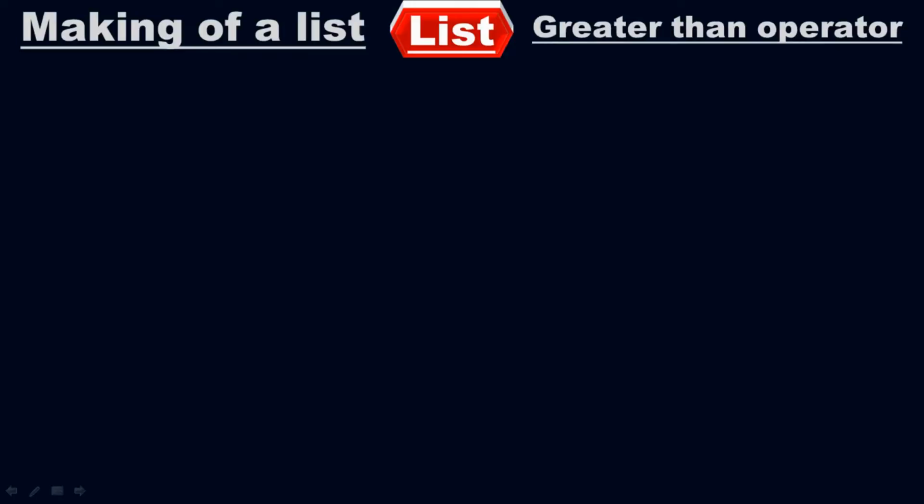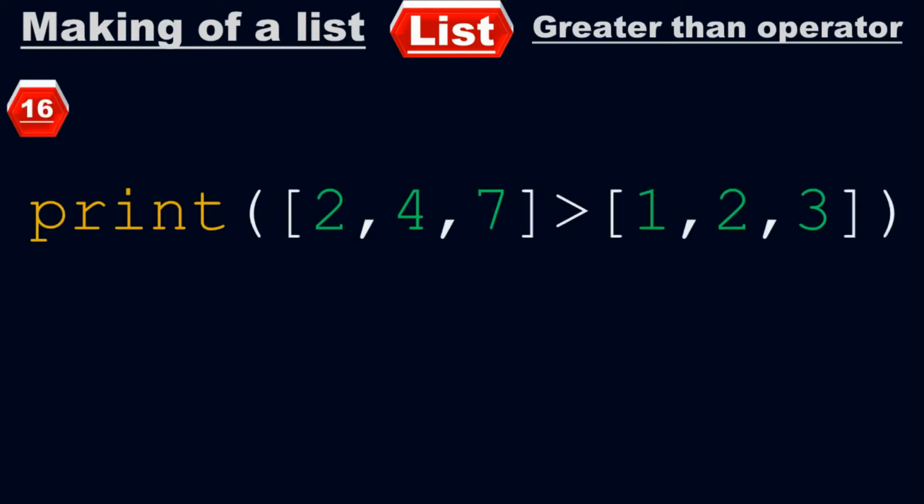Greater than operator. Let's talk about the greater than operator. The greater than operator is also a comparison operator. Example number 16. Print of [2, 4, 7] is greater than [1, 2, 3]. When you run it, you will get true. Look, we have used the comparison operator, which is the greater than operator. Can we say that this list on the left side is greater than the list on the right side? Yes, absolutely, it is true.